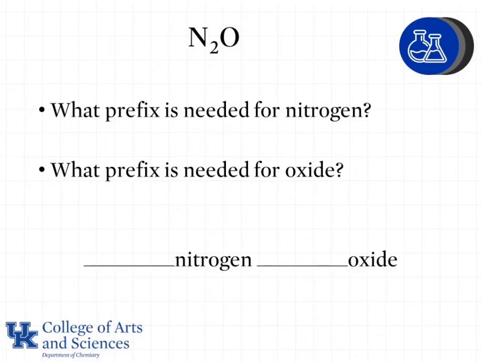Let's look at the formula N2O. What prefix is needed for nitrogen? There are 2 nitrogen atoms, so we need the prefix di. What prefix is needed for oxide? There's only one oxygen in the formula, so we're going to use the prefix mono, and we're going to drop one of the O's so we don't have two O's together, so we get the name of the compound is dinitrogen monoxide.